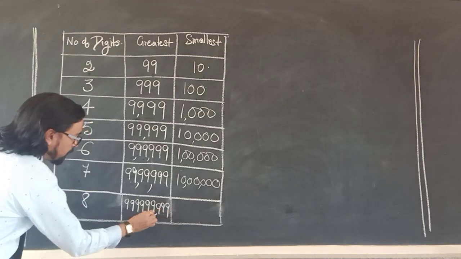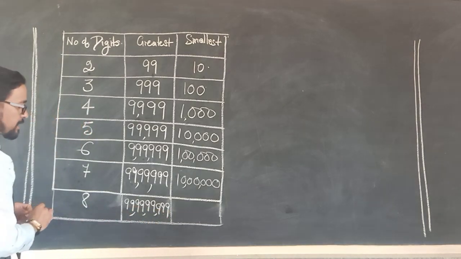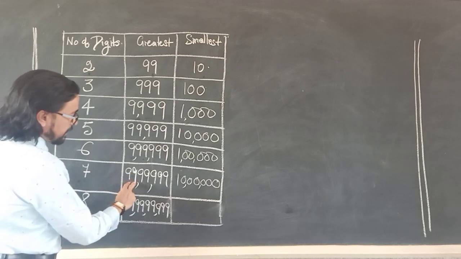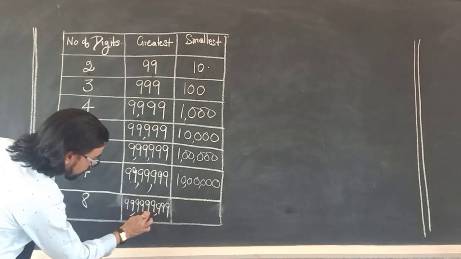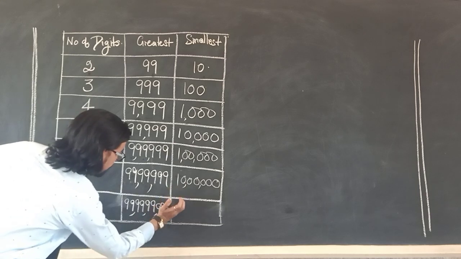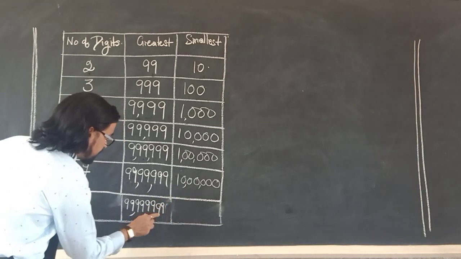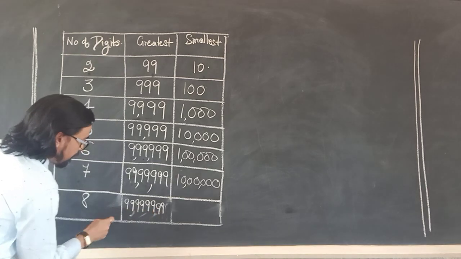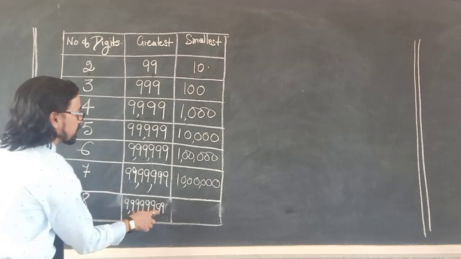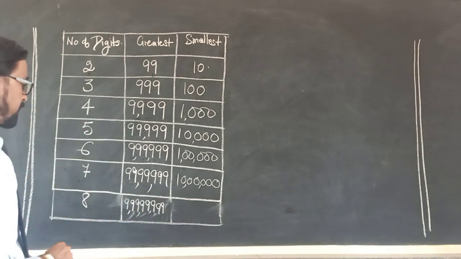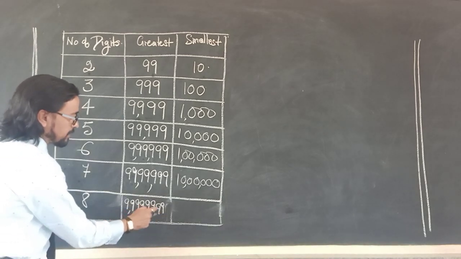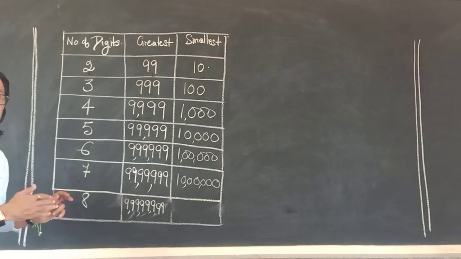So 1, 2, 3, comma, 1, 2, comma, 1, 2, comma. So my answer is, what did we have here? 99 lakhs. Here we will have 1, 2, 3, 1, 2, comma, 1, 2, comma, 1, 2, 3, 4, 5, 6, 7, 8, 9. I have written one extra. So I will get 1, 2, 3, comma, 1, 2, comma, 1, 2, comma. Then it's 8. 1, 2, 3, 4, 5, 6, 7, 8. Please make sure you count correctly before writing the nines. So now this becomes 9 crores 99 lakhs 99,999. That is the greatest 8-digit number.